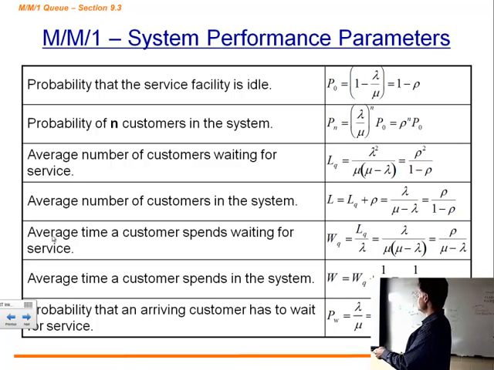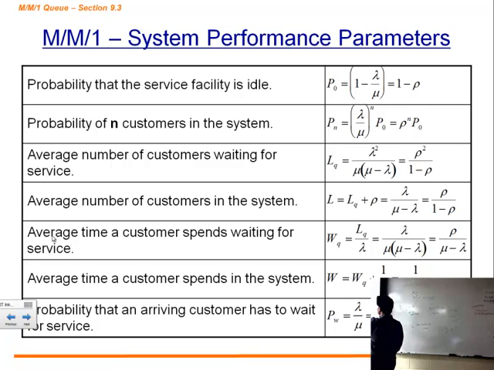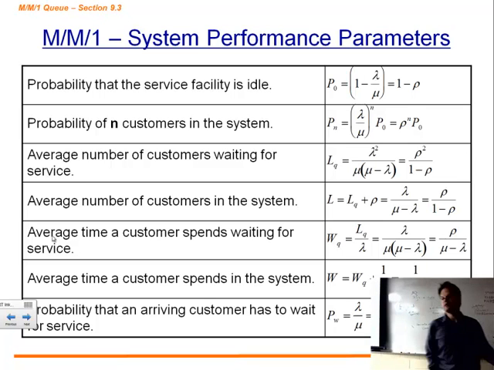Probability of exactly n customers in the system. That's given as this. It's P naught, which is 1 minus rho, times rho to the n. P naught is the probability of 0 customers in the system. So this is Pn in general. This is a discrete probability distribution. We haven't talked about it. This is called a geometric distribution.